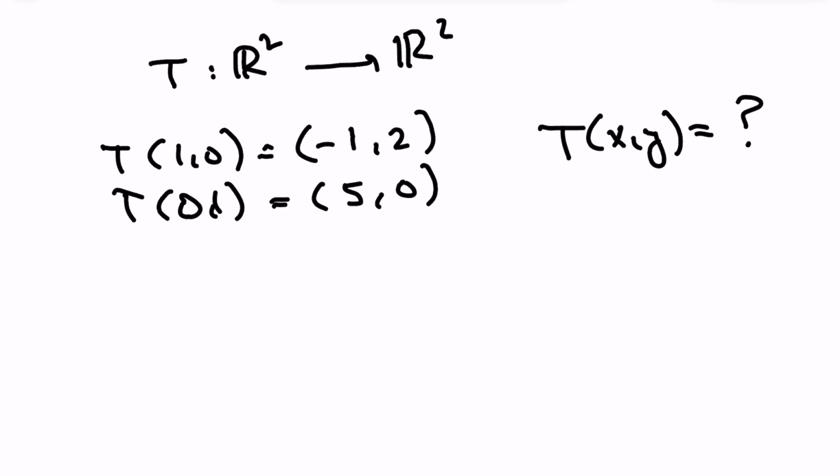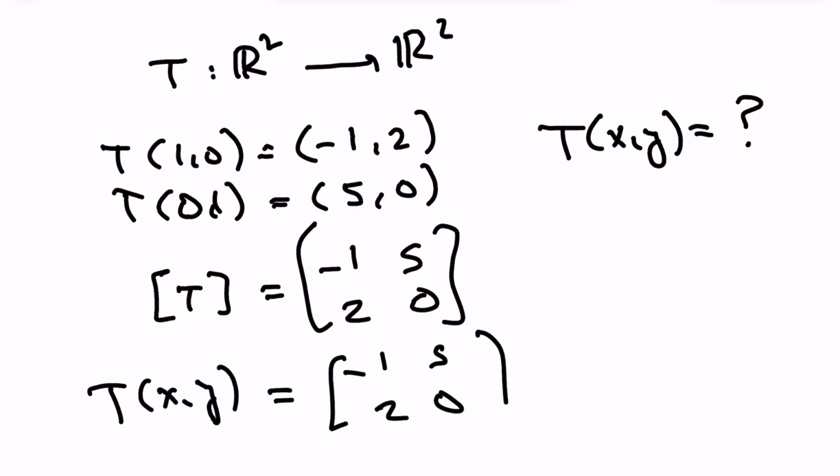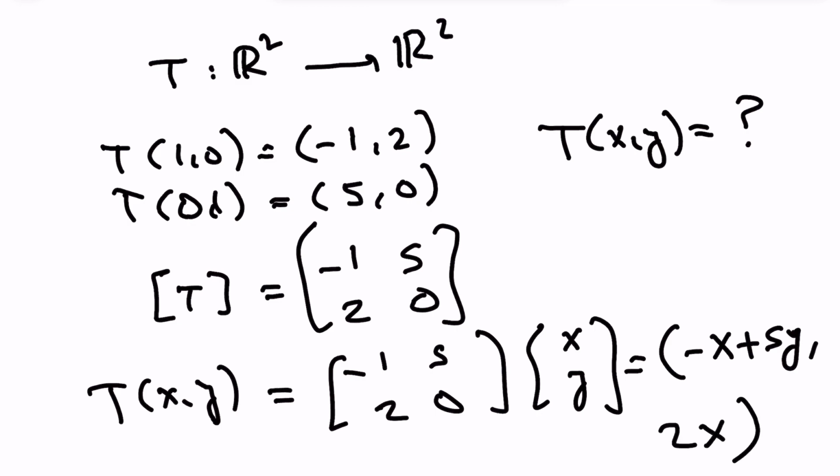So we can write the matrix directly from here. We have that the matrix is minus 1, 2, 5, 0. That's the matrix. And so how much is T of x, y? Well, let's just put here the matrix multiplied by x, y. By doing the multiplication, we have that the result is minus x plus 5y, comma, 2x. So the answer of the problem is yes, the result of the transformation is T of x, y equals minus x plus 5y, 2x.